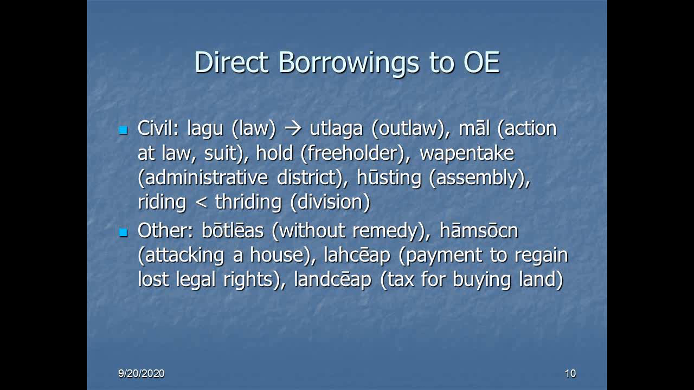Hamsokna, attacking a house. And that sok is related to sacking as well. Lochchep, that was a fun word too. Loch is related to law. Chep, which is where we get our word cheap, simply means to buy. It's also the etymology of the word chapman, which simply means merchant. That's where that surname comes from.